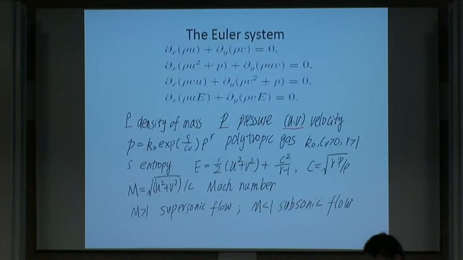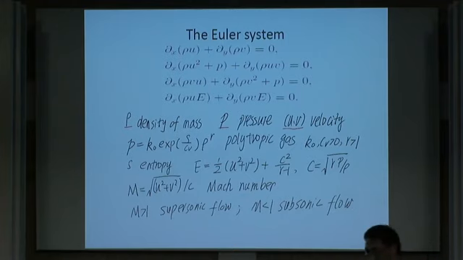This is the two-dimensional steady Euler system. The first one is the conservation of mass, these two are the conservation of momentum, and the last one is the conservation of energy. Here rho is the density, p is the pressure, and (u, v) is the velocity.